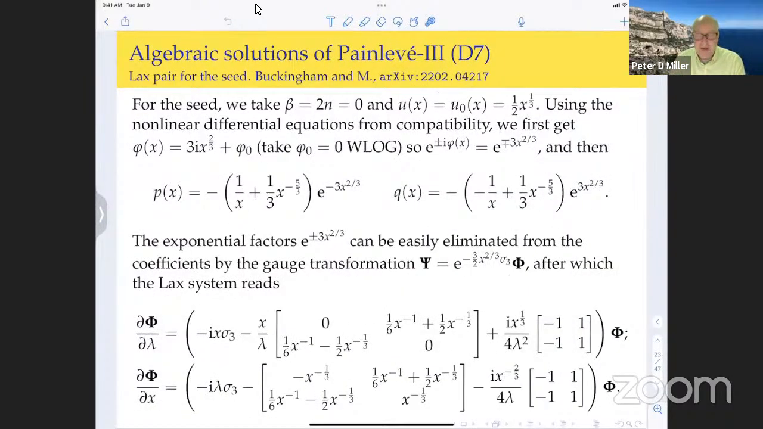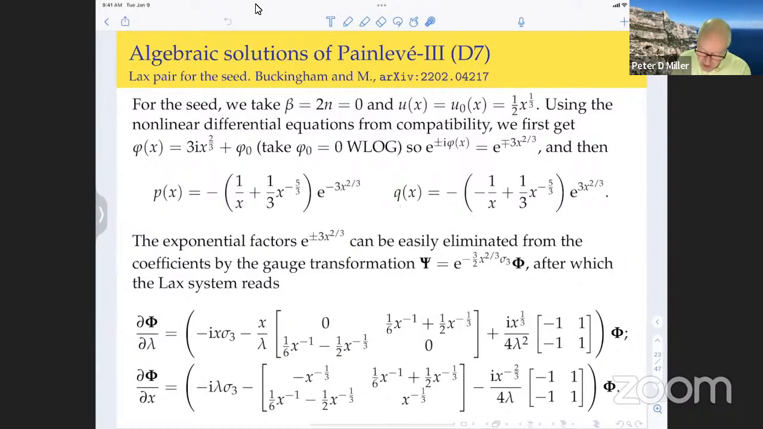Okay, so for the seed solution, that was when n was 0. So beta is going to be 2n, which is 0. And the U function is 1/2 times x to the 1/3. So if we take those nonlinear equations from compatibility in this situation, we can integrate and figure out what the other functions are. So the phi function turns out to be 3i x to the 2/3 plus constant. And without loss of generality, again, by some gauging, we could take this phi 0 to be 0. And then the P and the Q, we can get them explicitly as well, because they're coming from differentiation, so there's no ambiguity here.